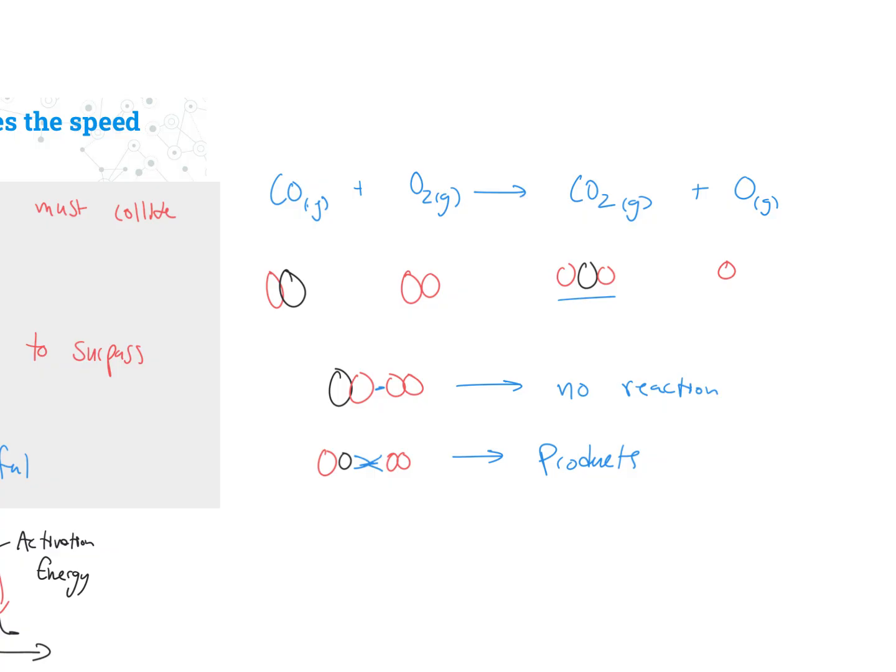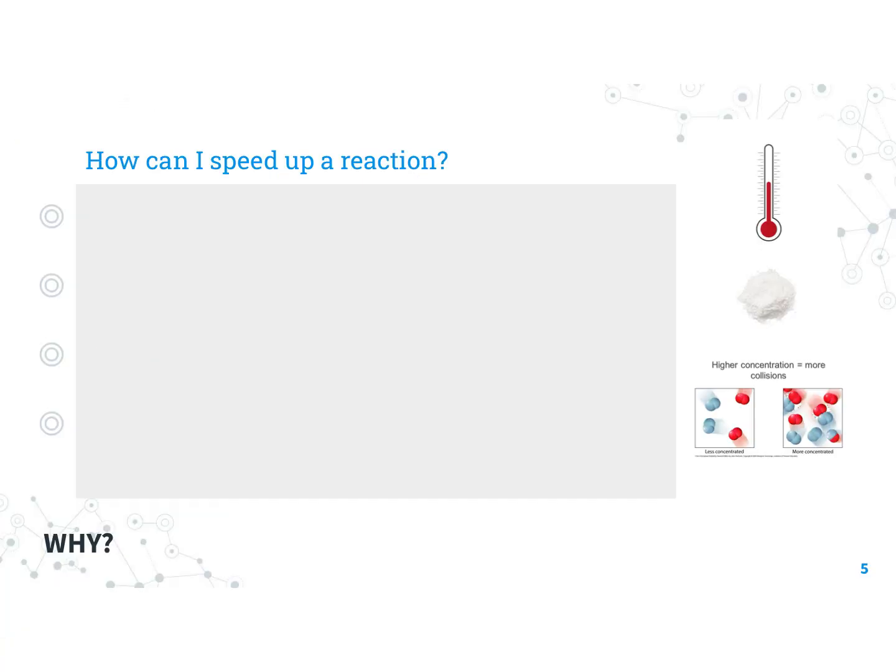Now, there's a few factors that will determine whether or not a reaction goes fast or slow. And so if you want to speed up a reaction, there's a few different ways to do that. One is temperature. As you might imagine, as temperature increases, the rate increases. The hotter you get, the faster the reaction goes. The next is surface area.